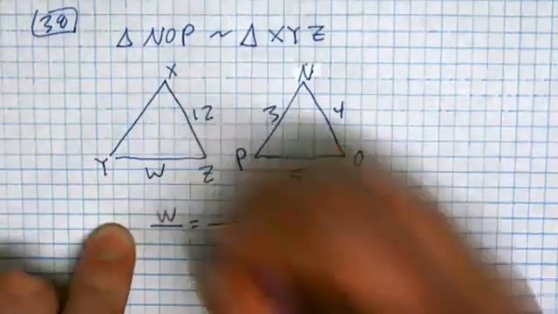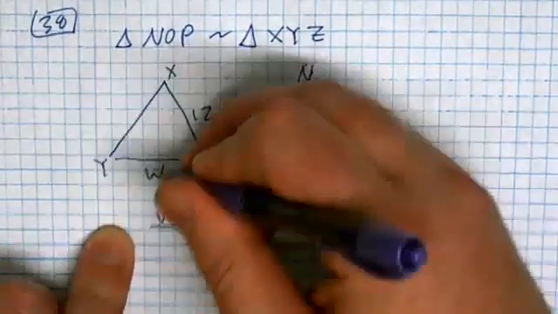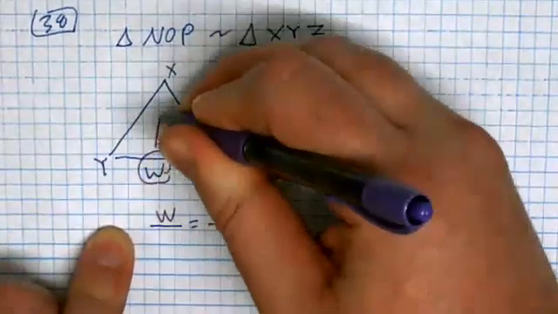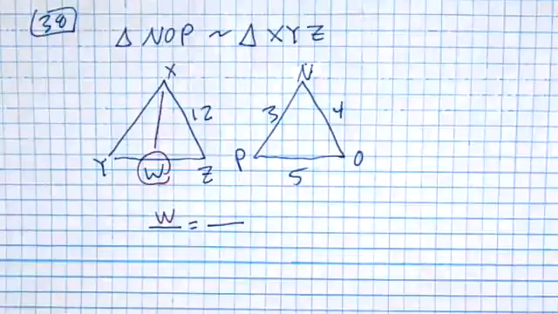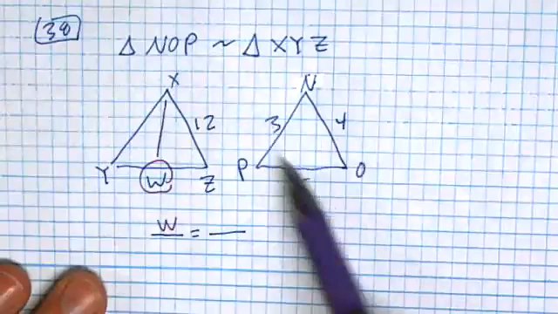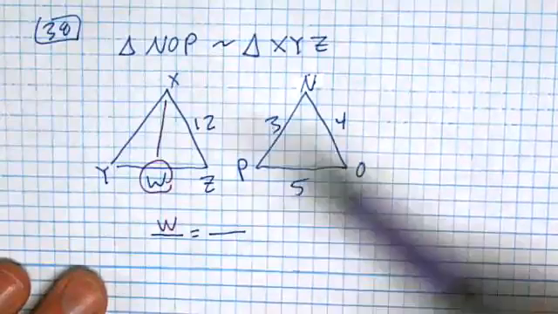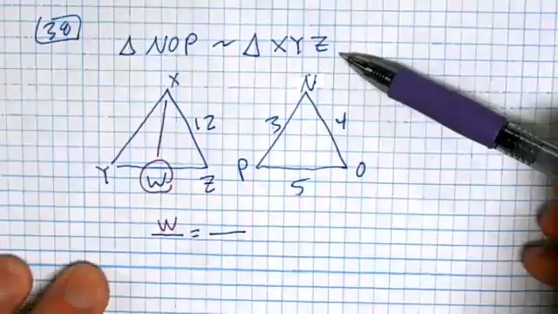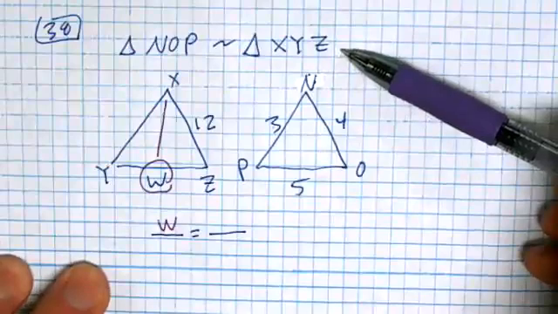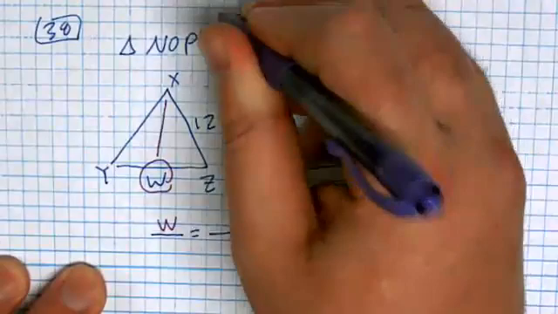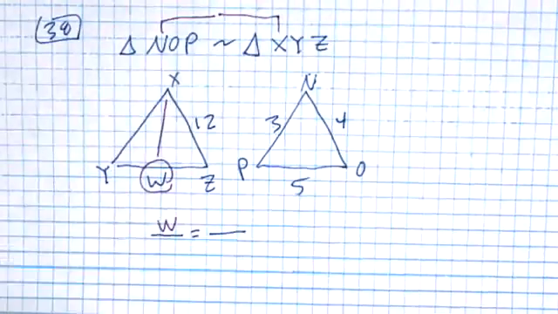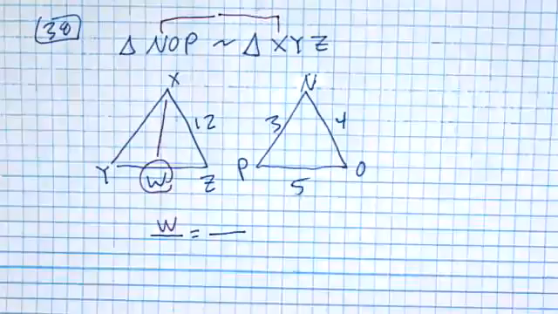If I'm trying to match up W, look at what W is across from. What's W across from? X. And which letter over here matches up with X? Don't forget, you've got a similarity statement up top that tells you exactly what matches up with what. What matches up with X? We can tell by our similarity statement that X and N have to match up, right? The similarity statement has to be in the correct order, right?